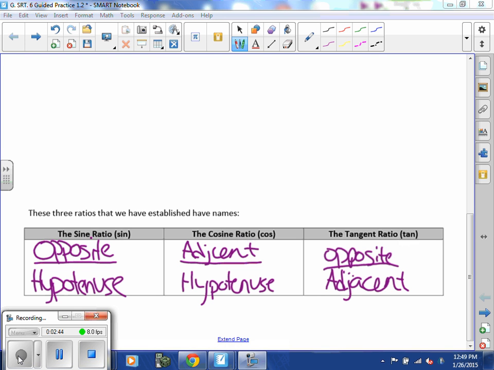Homework. This is to review sine opposite over hypotenuse, cosine adjacent over hypotenuse, tangent opposite over adjacent. Any issues with that? Look at purple. Because I'm special. Very nice.